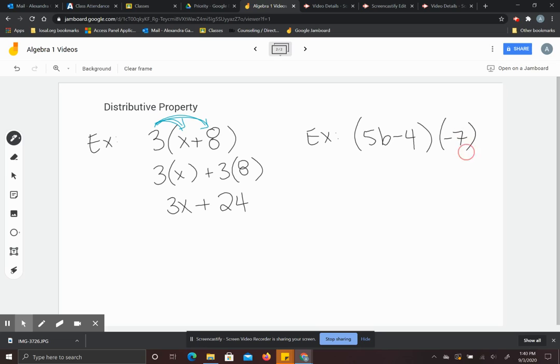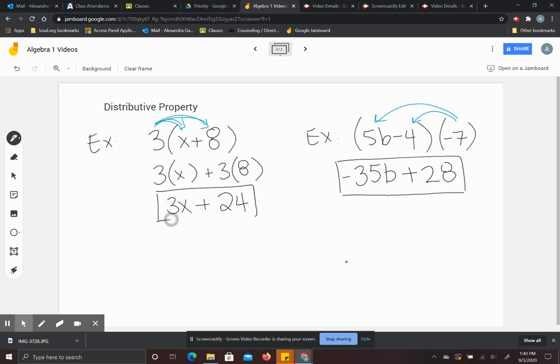So if I have -7 times the quantity 5b minus 4, I'm going to multiply -7 times 5b and -7 times 4. So I'll get 5 times -7, -35. The variable stays the same, and then -4 times -7, so it's a positive 28. Since we don't have any like terms, we're leaving it as is. If we had like terms to combine, we'd add some more steps.